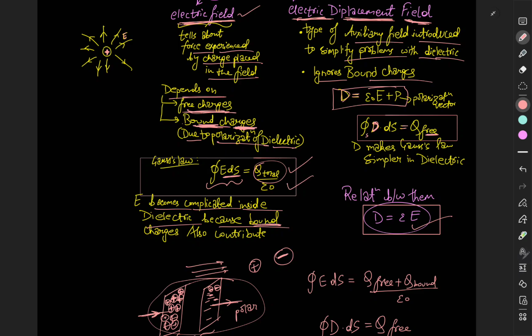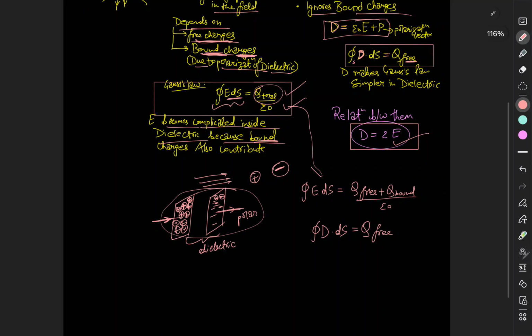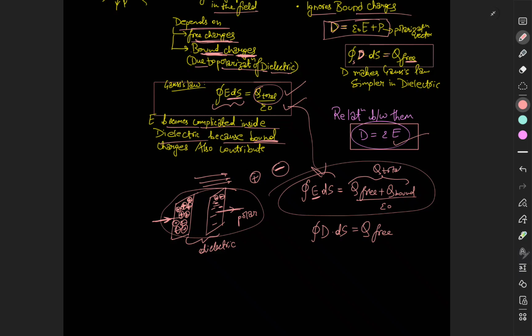Hence, this can also be written like this: the surface integral of the electric field, which is equivalent to Q total, where Q total is equivalent to the free charges and the bound charges, whereas for the electric displacement field we have this expression which only includes the free charges.